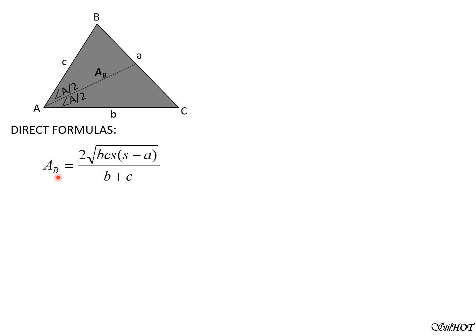So if we pattern that, then the formula for B sub B, the angle bisector through vertex B, would be 2 square root of A C S times S minus B all over A plus C. Then C sub C, the angle bisector through C, the adjacent sides are A B, so A B S quantity S minus C all over A plus B.